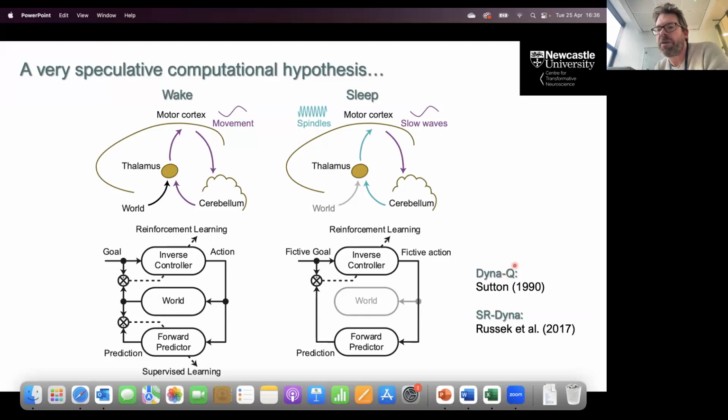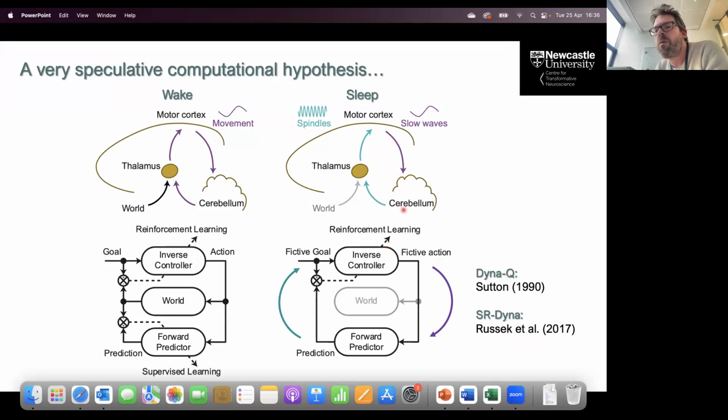And this is an architecture that was actually introduced by Sutton. It's called Dyna-Q, and more recent variants of it have been proposed to explain what's going on with hippocampal replay during the night. But it strikes me that at least in the context of our motor cortex and cerebellum data, we see something that is at least consistent with this, right?